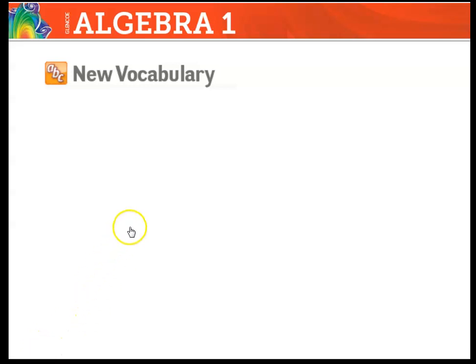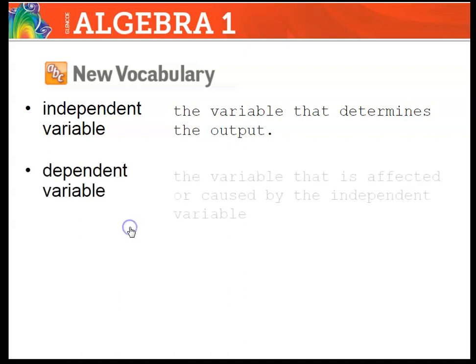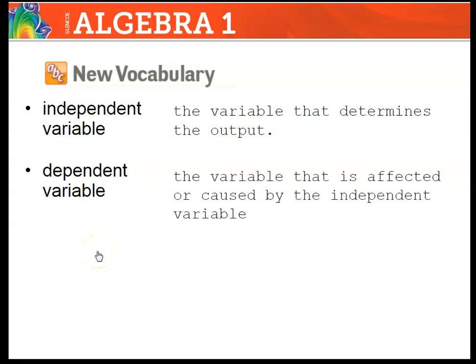A few more terms you want to be familiar with. Independent variable is the variable that determines the output. And then, of course, if you've got an independent variable, you're going to have the dependent variable. The dependent variable is the variable that is affected or caused by the independent variable. So let's say, for instance, you are driving.